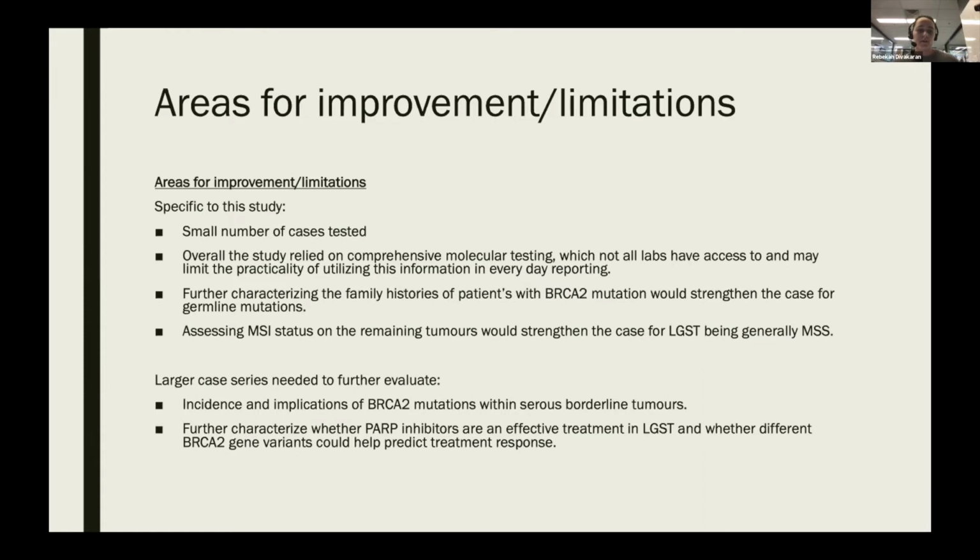I think further characterising the family histories of the patients with BRCA2 mutation would strengthen the case for germline mutations, and assessing the MSI status on the remaining tumours would strengthen the case for low-grade serous tumours being generally microsatellite stable. I think larger case series are needed to evaluate the incidence and implications of BRCA2 mutations within serous borderline tumours, and to further characterise PARP inhibitors and whether they're an effective treatment in low-grade serous tumours.